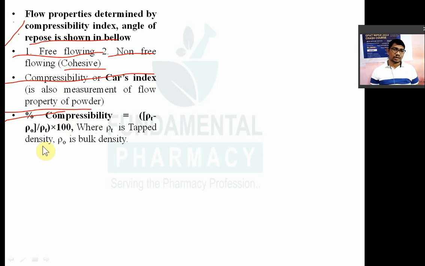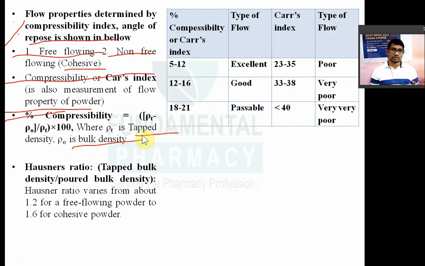Percent compressibility is equal to rho t minus rho 0 divided by rho t into 100. Rho क्या है? Rho t is the tap density and rho 0 is the bulk density. So compressibility is tap density minus bulk density divided by tap density into 100. That is the Carr's index. Now Hausner's ratio is nothing but the tap density divided by bulk density.